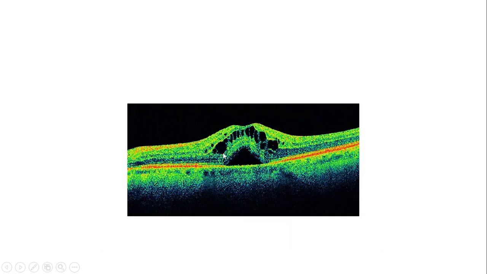So same thing, fluid accumulation at the outer plexiform layer. The fluid is so much that it has gone beyond it and affected the photoreceptor layer. It does not end there; it affects other inner retinal layers because the fluid is so much.